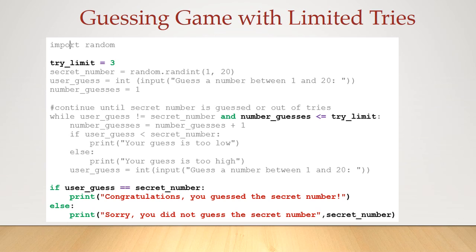Once one of them becomes false, either user guess is equal to the secret number or number of guesses is greater than try limit, the while loop is terminated and the execution of the program follows the while loop, which is the if statement. So we've added an if statement at the bottom of our code, and we want to check to see which one of those conditions got us out of the while loop. So if user guess is equal to secret number, so the user guessed the number, we say congratulations, you guessed the secret number. Else, print sorry, you did not guess the secret number, and we tell them what the secret number was.